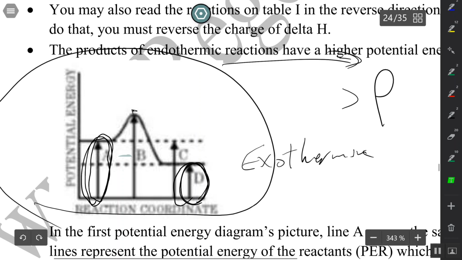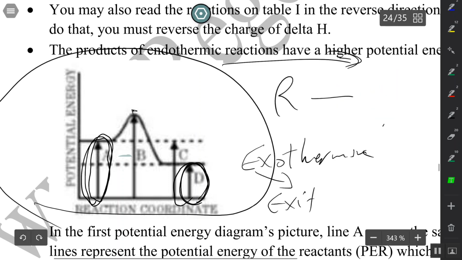So think of exothermic as exit. Exit heat. So if you were talking about an exothermic reaction, these are the reactants, these are the products. So exiting heat, obviously the heat will be here. Kilojoules will be right here.